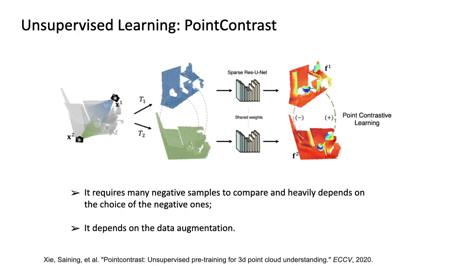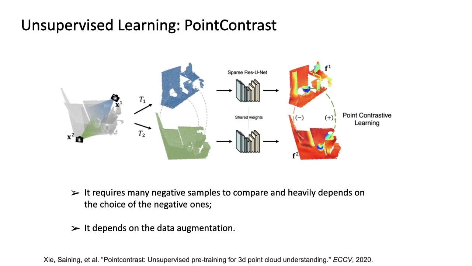PointContrast belongs to contrastive learning approaches, in which a point cloud is sampled by two cameras to get two partial point clouds. The two partial point clouds also share overlapped parts. After transformation and feature extraction, we get the feature vector of all the points. Then, contrastive loss is applied to tackle positive and negative point pairs, in which positive pairs are just the overlapped parts and the negative pairs are the other parts. Also here we have two main drawbacks.